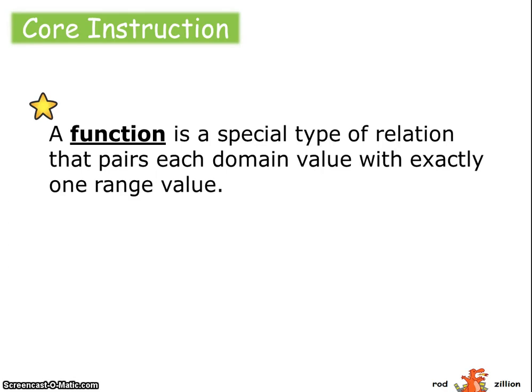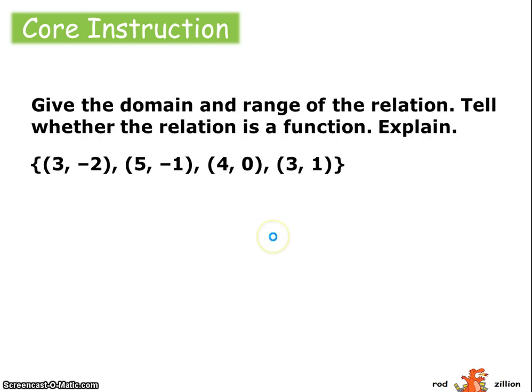Alright, so a function is a special type of relation that pairs each domain value with exactly one range value. And that's a very important distinction here. Each domain value with exactly one range value. So that means you can't have a domain value that's been given two different range values. For example, in this set of numbers, we're going to tell whether the relation is a function.